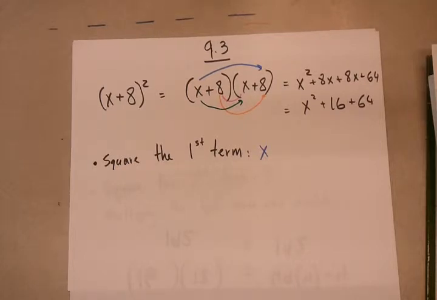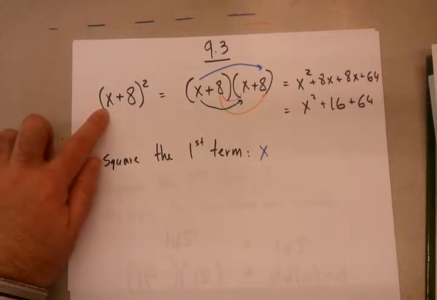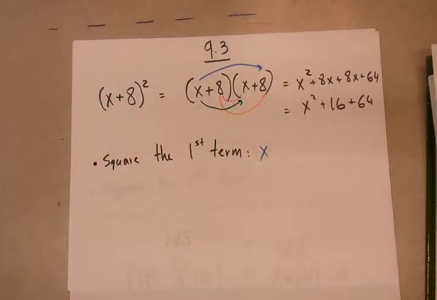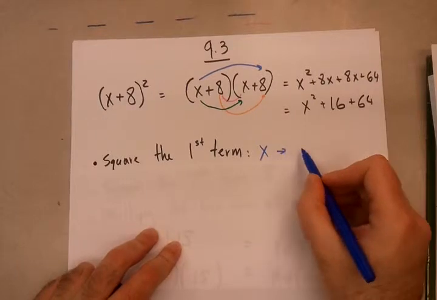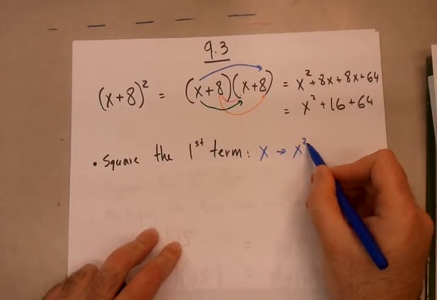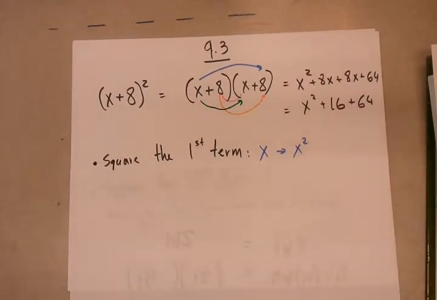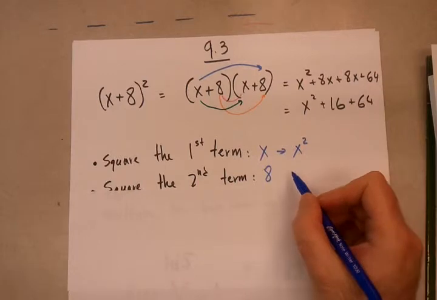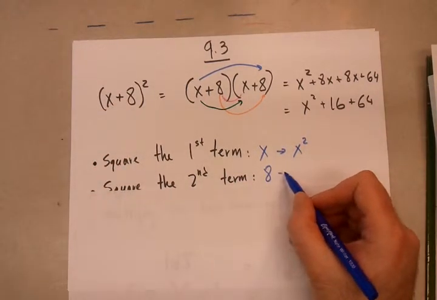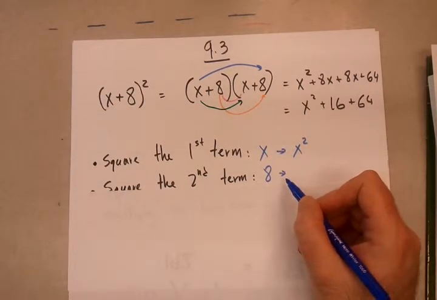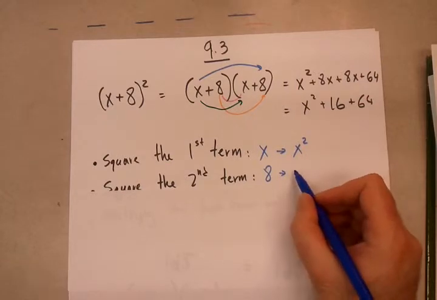Square the first term. My first term is an x. So I'm told to square the first term. So the x is going to turn into an x squared because I'm squaring the first term. Second step is square the second term. My second term is an 8. I'm going to square it, and 8 to the second power, 8 times 8, is 64.